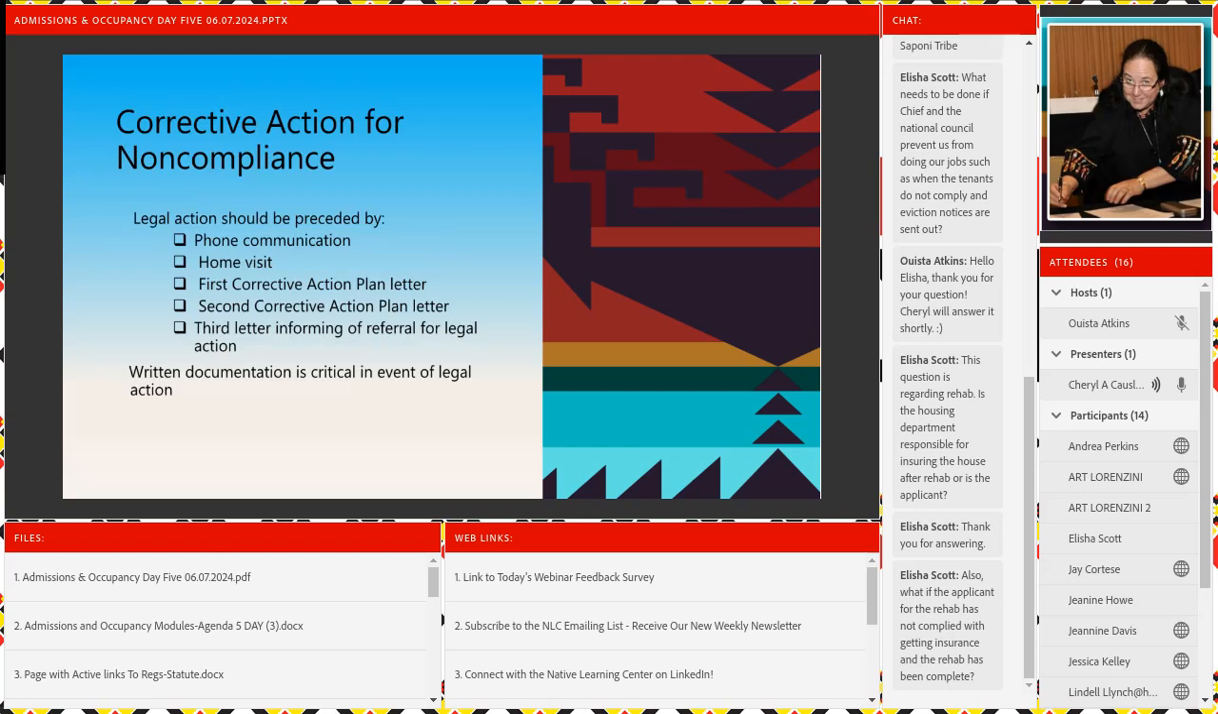So, corrective action for non-compliance. Legal action should be preceded by phone communication first, okay? Home visits, first correction plan, second, third, informing them that you're going to refer them for legal action. Written documentation: always write down all your contact. Keep copies of your letters. You need them for court, okay? They're hugely important.